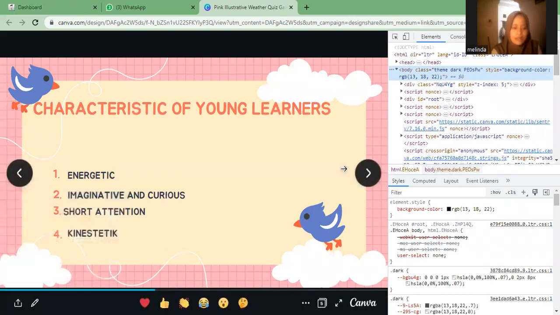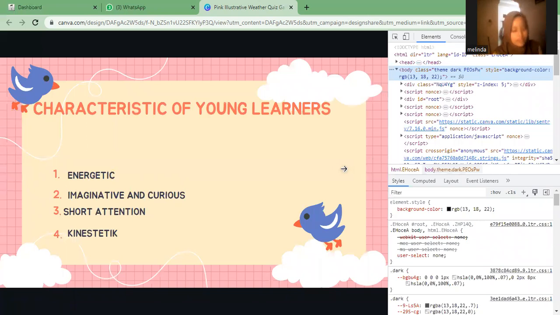And then young learners with short attention, how to deal with them? Maybe stop boring activities and use activities they like, such as games, play, or painting. And then kinesthetic young learners. How to deal with kinesthetic young learners is with practice and experiments.